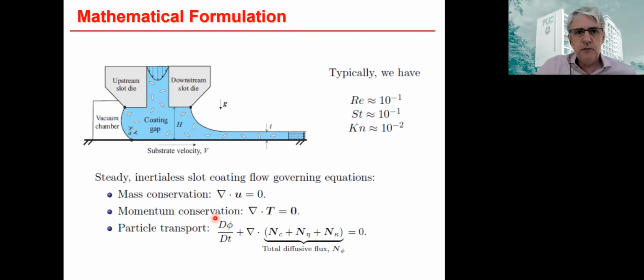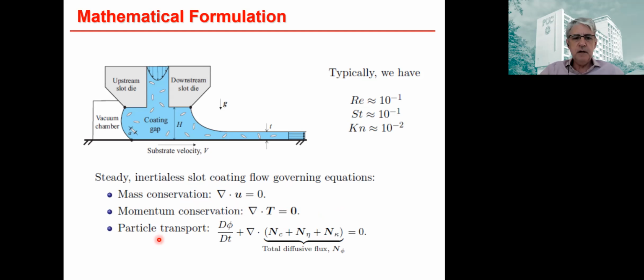The mathematical formulation is explained in the next slides. Typically in the processes that we are going to focus on, the Reynolds number is fairly small. The Stokes number is also fairly small. So we combine the incompressible mass conservation equation and a momentum transport equation. In this example that I'm showing here, we are neglecting inertia, but we can include inertia in the model.